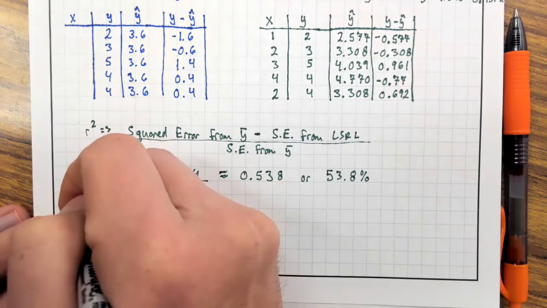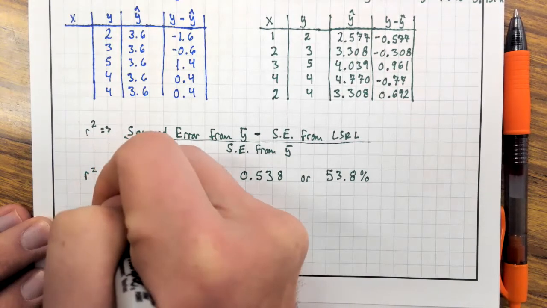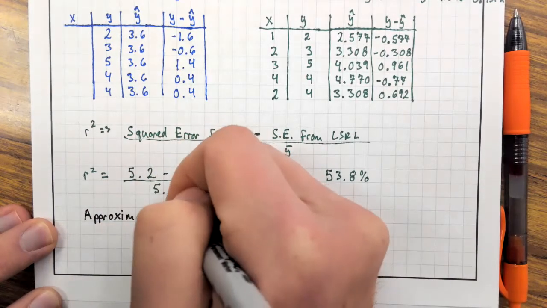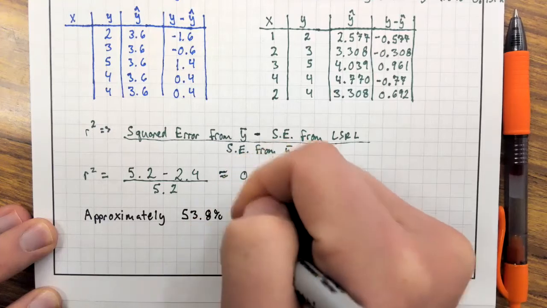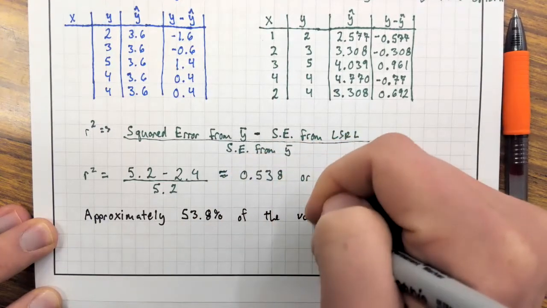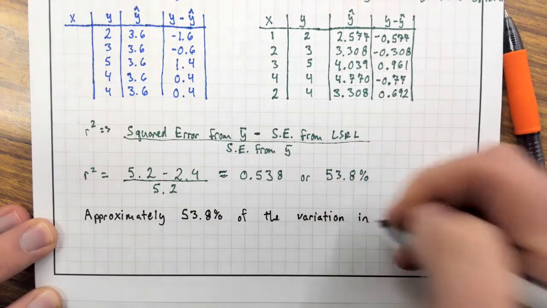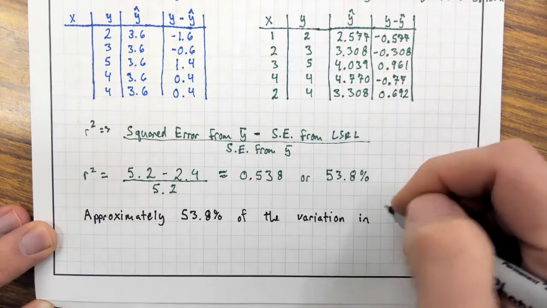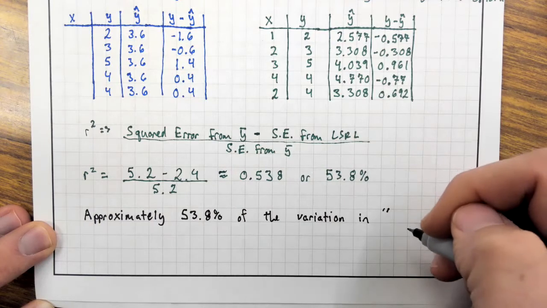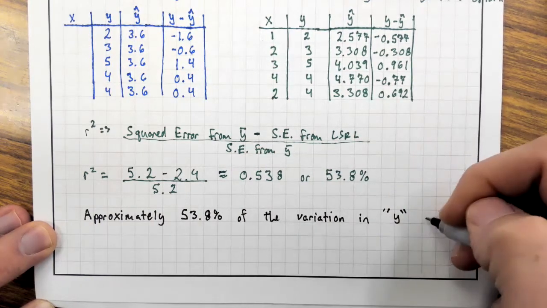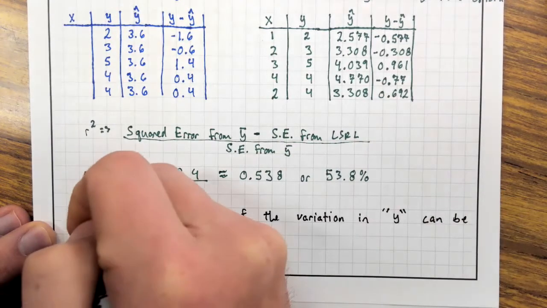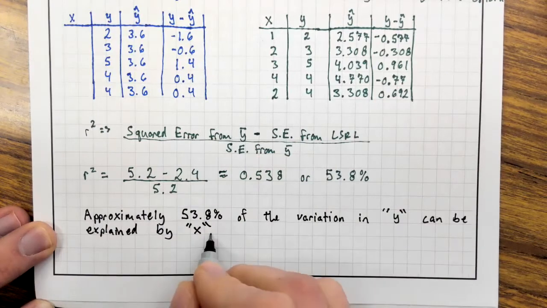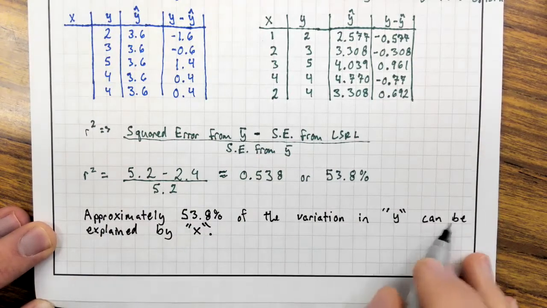So approximately, now we'll put our amount, approximately 53.8% of the variation in, so whatever your y variable is, whatever you're measuring, your response variable, is it height, is it weight, is it GPA, whatever, approximately 53.8% of the variation in your response variable can be explained by your explanatory variable x.